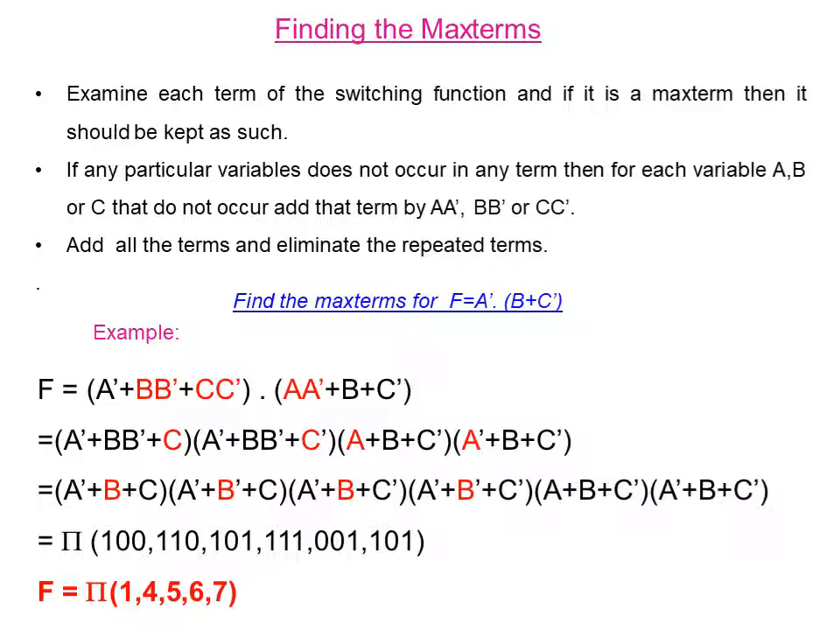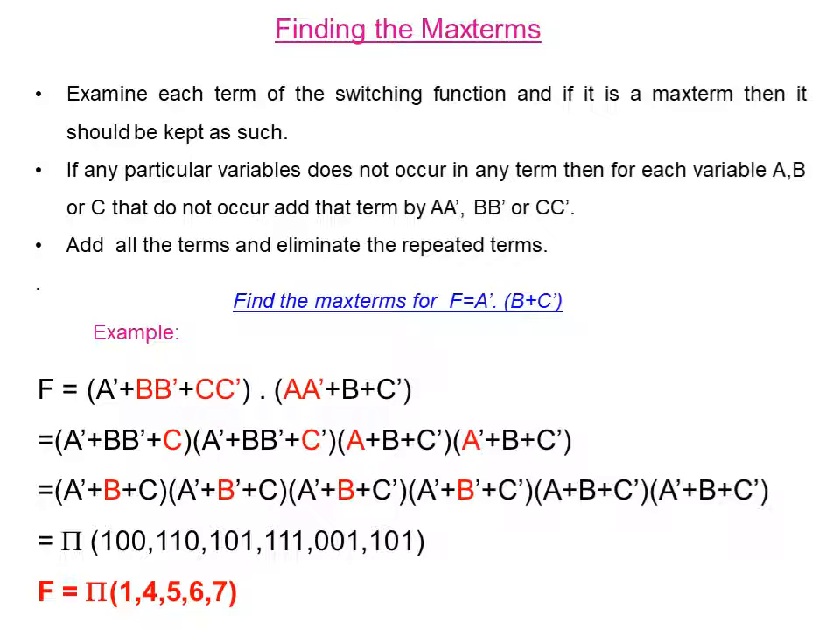Now let's see how to obtain the standard POS form. First we have to verify each max term, whether it is a max term, that is, whether all the variables are present in the max term or not. We have to check it. If it is a max term, then we keep it as such. Otherwise we have to add the missing variables.